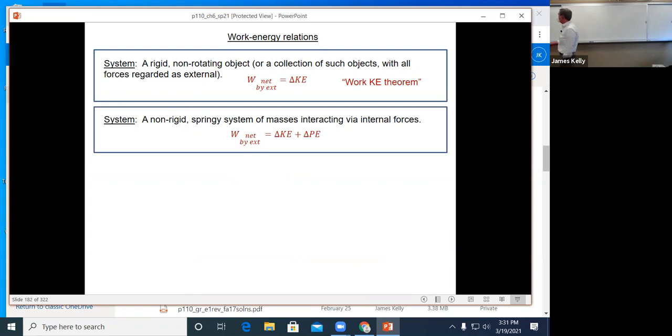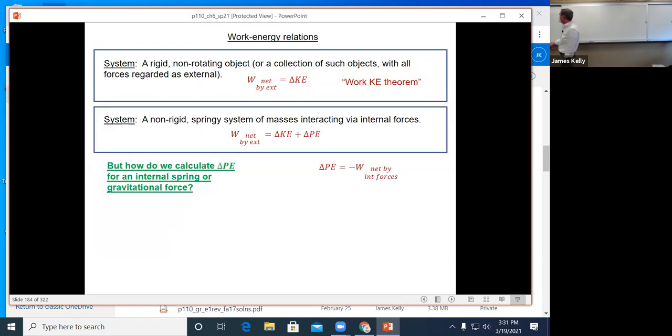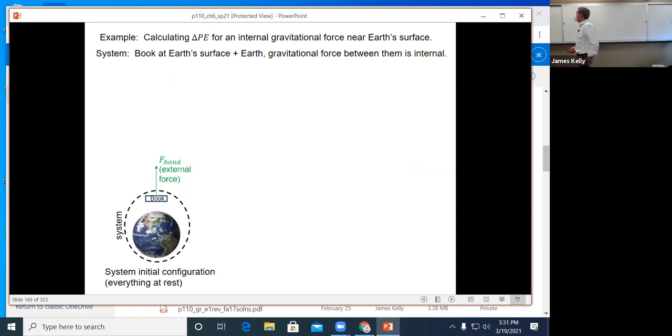Okay, so we just found out, here's our next version of a work energy theorem. It's not the work kinetic energy theorem, but it applies to springy forces. And now the question is, how do we calculate the change in potential energy for an internal spring like that one I was talking about, or for an internal gravitational force, which is kind of like an invisible spring that always wants to contract? Okay. So let's do it for a gravitational force.